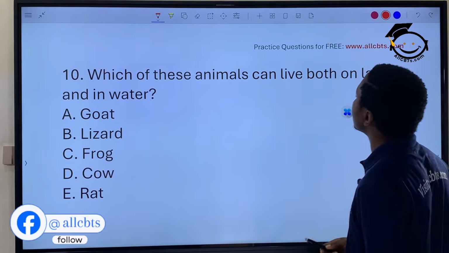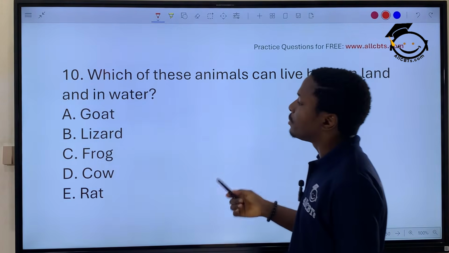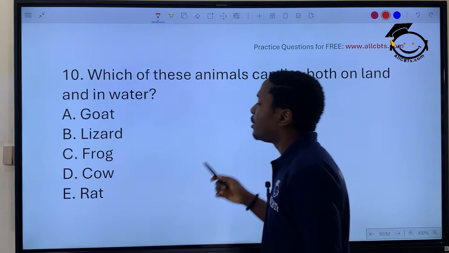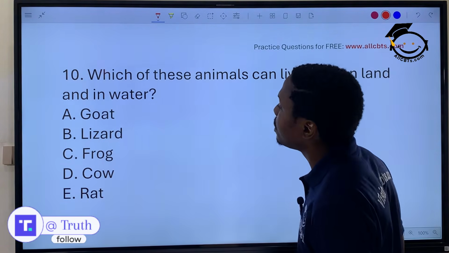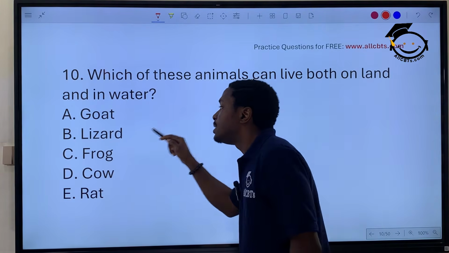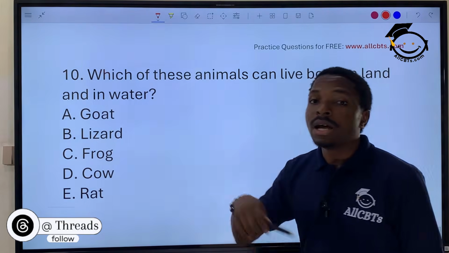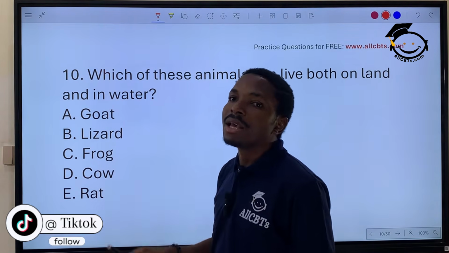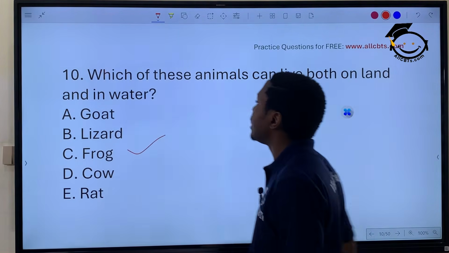Question 10. Which of these animals can live both on land and in water? You have goat, lizard, frog, cow, and rat. On land and in water, and that animal is what? Goat cannot live in water. Lizard cannot live in water. Frog can live both on land and water, because frog is an amphibian, right? So amphibians have the characteristics of living on water and on land.